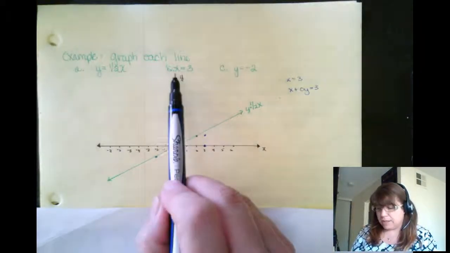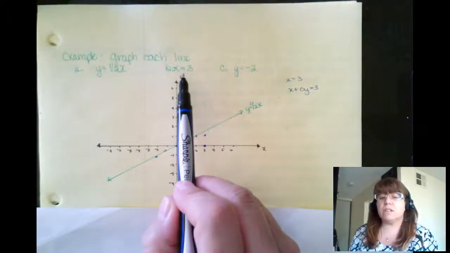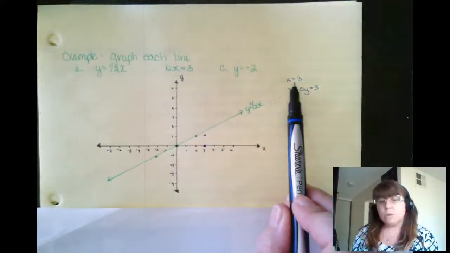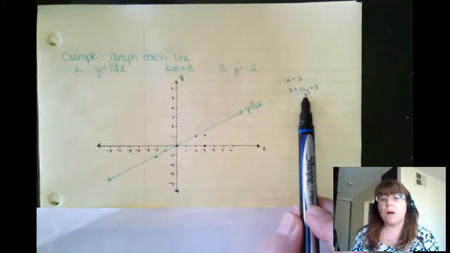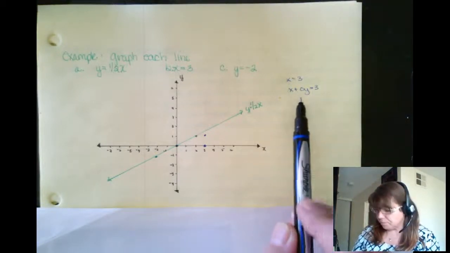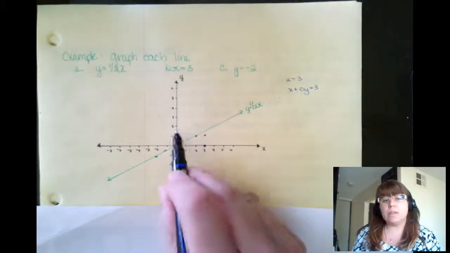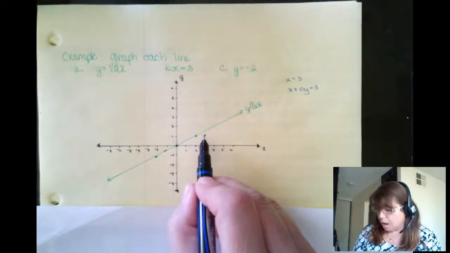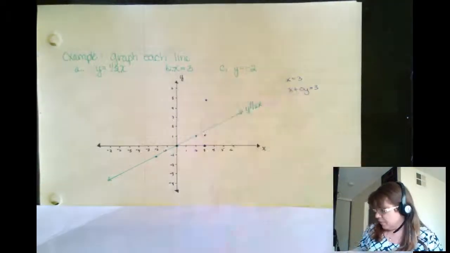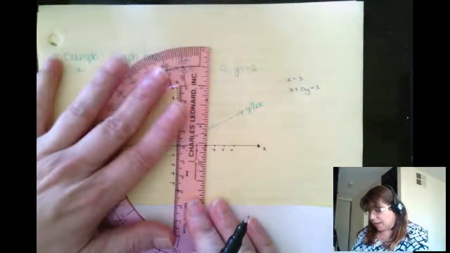Let's plot the next one: x equals 3. You might be a little confused because you're thinking, I don't have any y's. How do I know? Well, think about x equals 3 as x plus 0y equals 3. Give it a whole bunch of y's and see what x has to be. When y is 0, x is 3. When y is 1, x is 3. When y is 5, x is 3. X is always 3. So what type of line does it make?